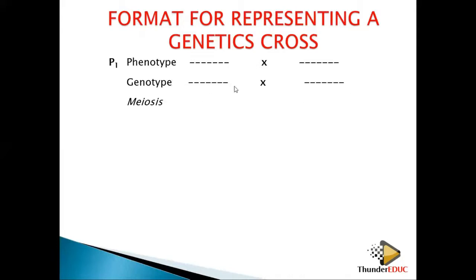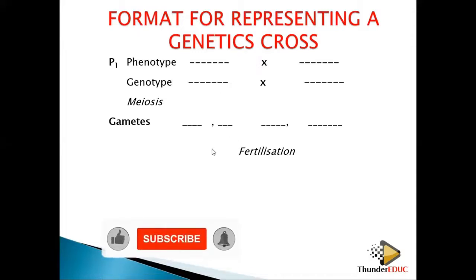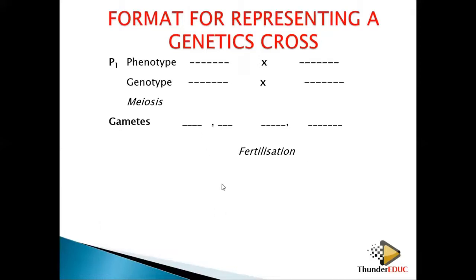From there, because you now have the genotypes, you have the genes for each parent, then meiosis must take place, segregation must take place. When it takes place, you form what you call gametes. And then when these gametes, for example the sperms this side, the ova or ovum this side, then fertilization must take place so that offspring can be formed. Then you have F1, which means first filial generation. And then you get the phenotype of the F1.